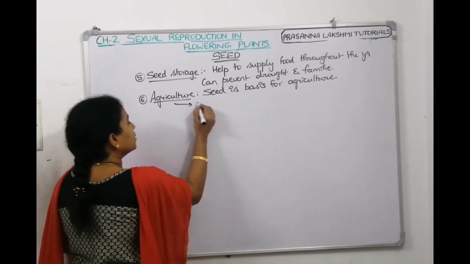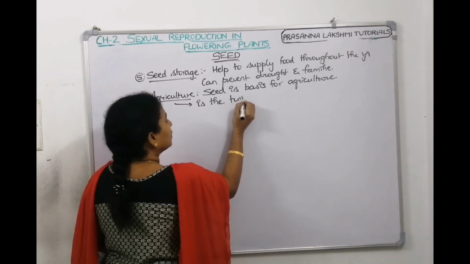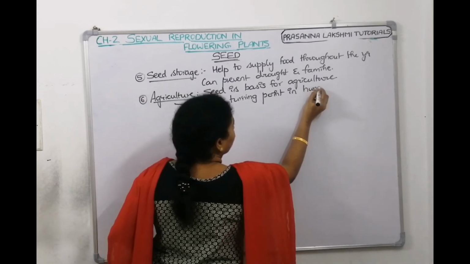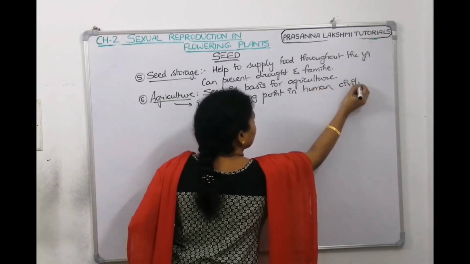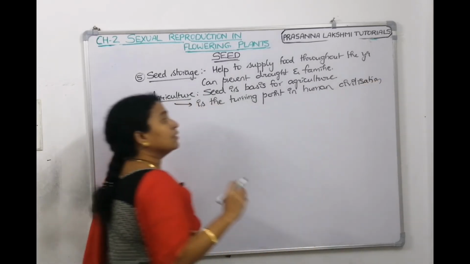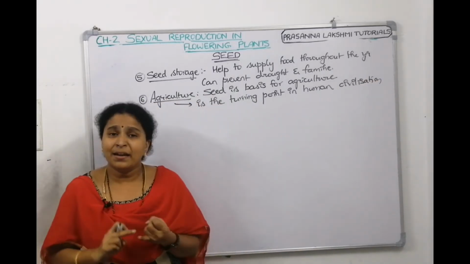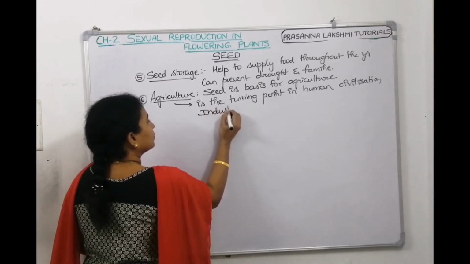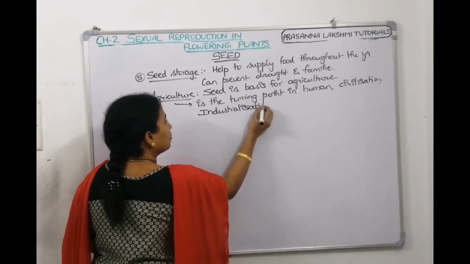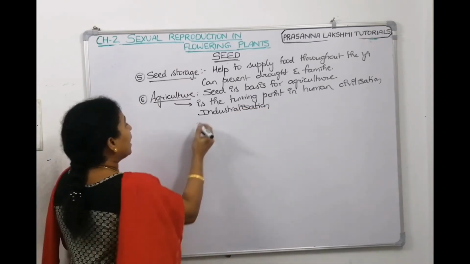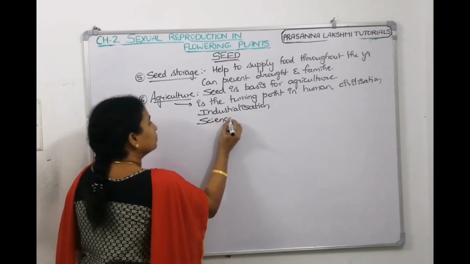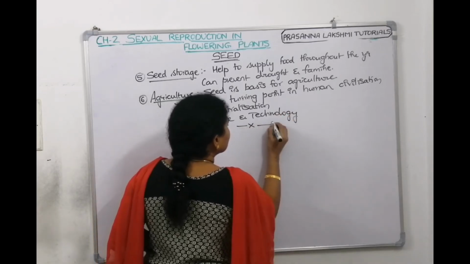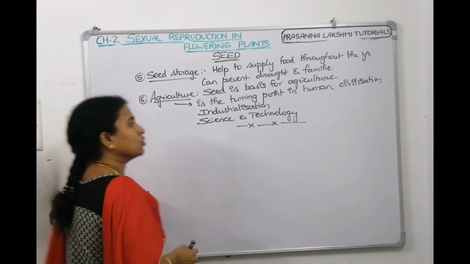So, we can tell that agriculture is the turning point in human civilization. It is a turning point in human civilization, industrialization, science and technology also. Industrialization also, agriculture helped, right? And agriculture helped in science and technology also. So, children, all this is about the applications of seeds.